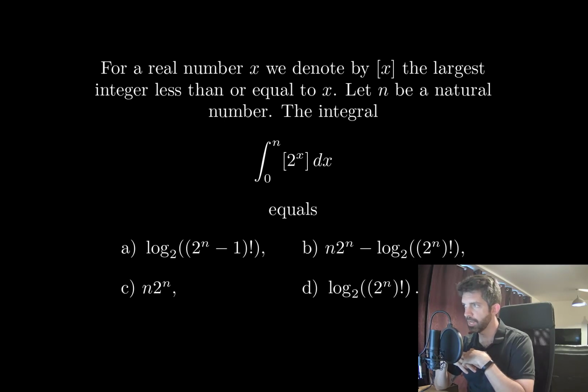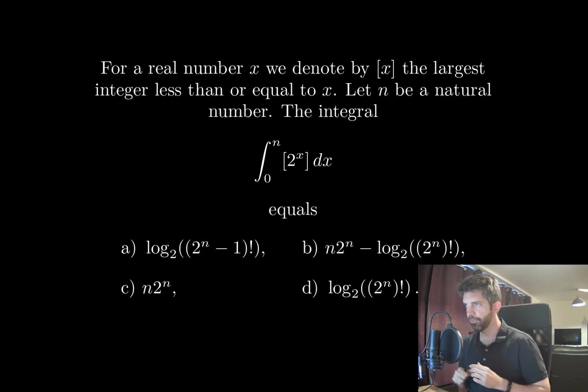Okay, we have a whole bunch of expressions. I'll read them out, but you can see them on the screen. Base 2 log of (2 to the n minus 1) factorial. N times 2 to the n minus the base 2 log of (2 to the n) factorial. N times 2 to the n, or the base 2 log of (2 to the n) factorial.